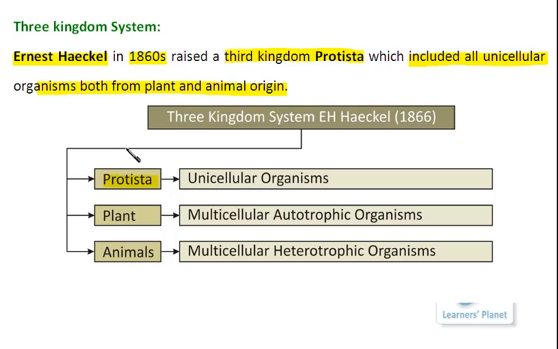So according to the three kingdom system, the first kingdom is Protista, which comprises all unicellular organisms. Then there is the plant kingdom, which comprises all multicellular autotrophic organisms. The third kingdom is the animal kingdom, in which there are only multicellular heterotrophic organisms. So now this is how you can understand how he designed this third kingdom.